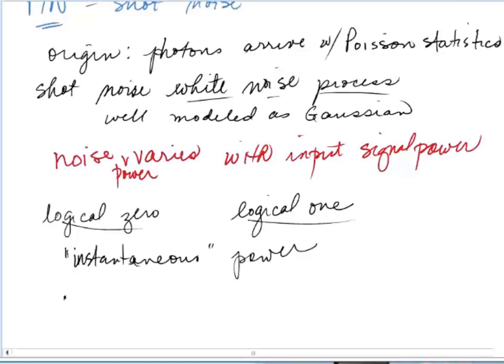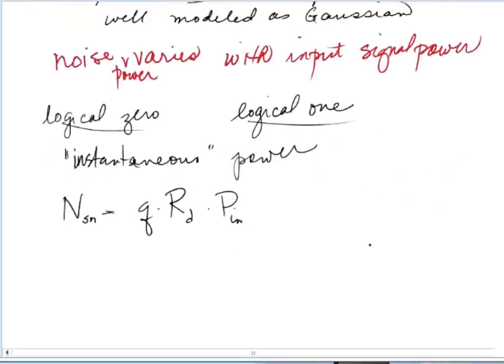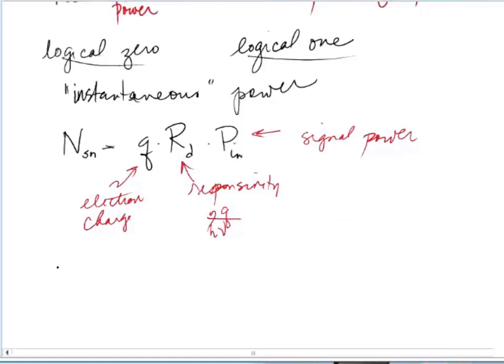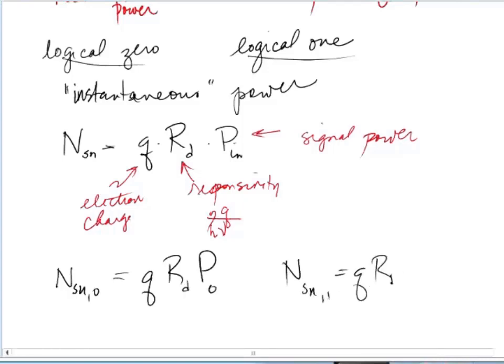So the power spectral density of shot noise is equal to the electron charge Q times the responsivity of the photodiode times the input signal power. So this is the electron charge, responsivity, which is given by the efficiency of the PIN times the electron charge divided by Boltzmann's constant and the frequency. And this is the signal power. So right away we can see that we should be talking about two different power spectral densities. One is for a logical 0, which would be Q R P0, the power in a logical 0, and the shot noise for a logical 1, Q R P1.